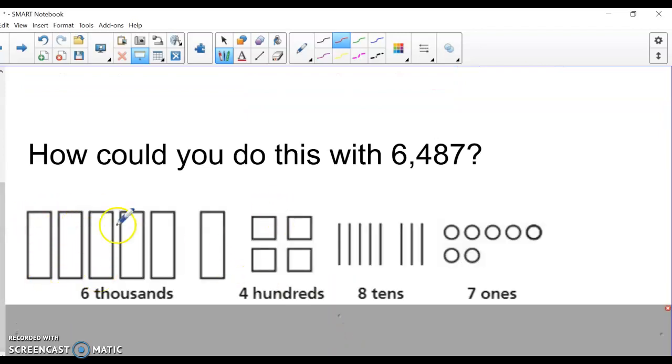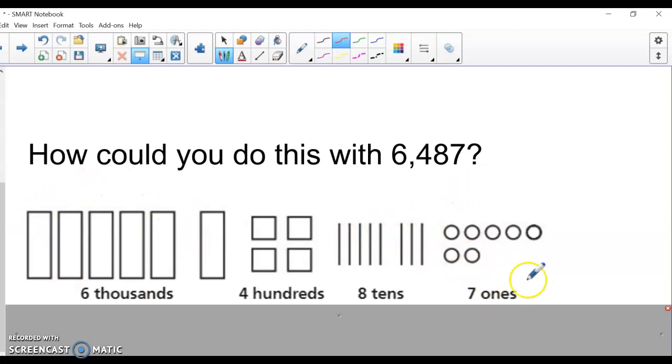One way we could draw that is, I think I have it underneath, something like this. So 6 long rods, right? So you have a group of 5 and 1 more. 4 squares, right? We know those are hundreds. And then our 8 tens, or 8 quick tens. We divide 5 and 3 more, and then 7 ones.